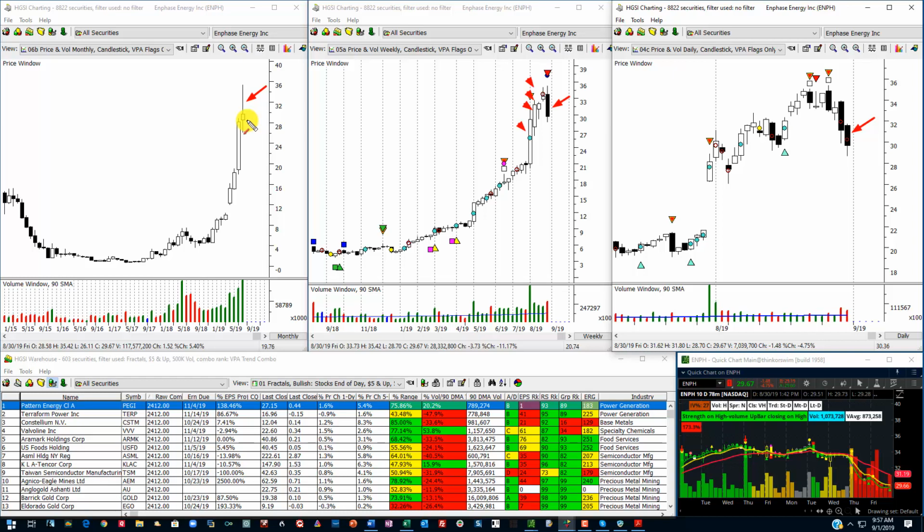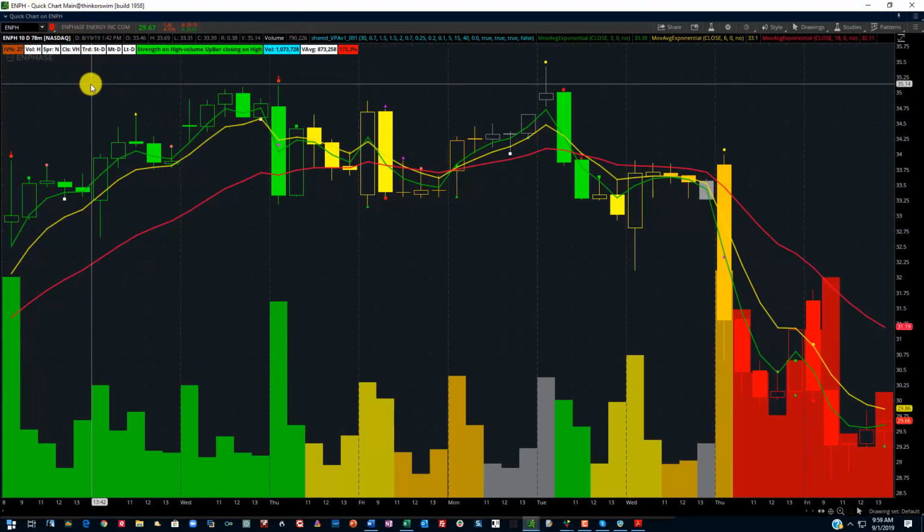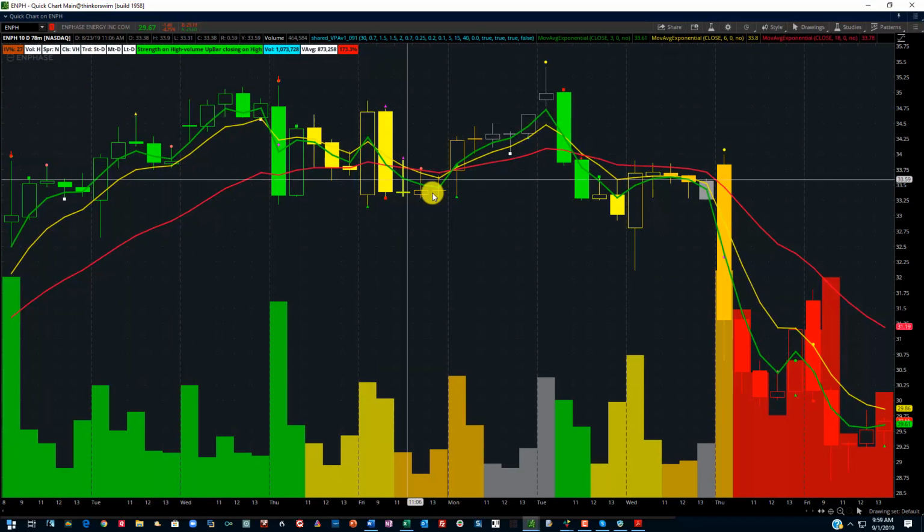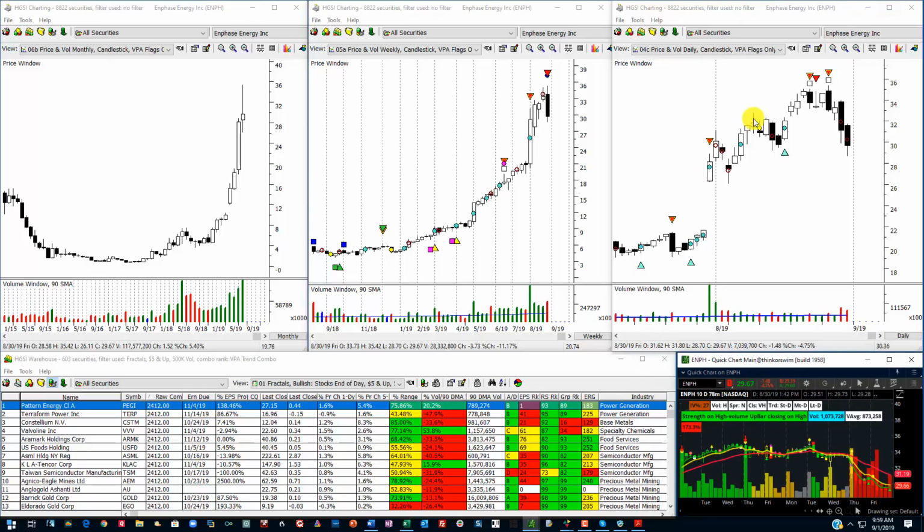So what has happened with ENPH is what happens with every stock or security, ETF, future, it really doesn't matter. The changes begin from the inside out and work their way up into the larger charts, the larger time frame charts.